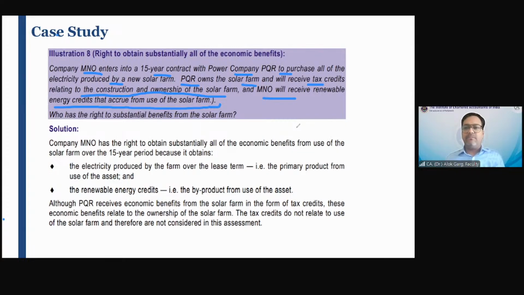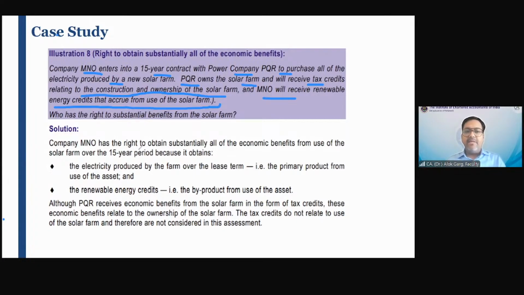MNO is getting a benefit from the use of the asset, and PQR because of the ownership. Yeah, very good, Anushi. So MNO is getting the benefit as a customer, from the right to use, from using the asset, and PQR is getting the benefit from the ownership of the asset, right?